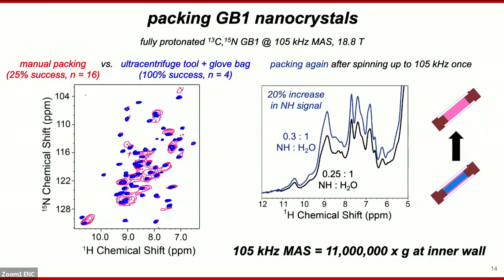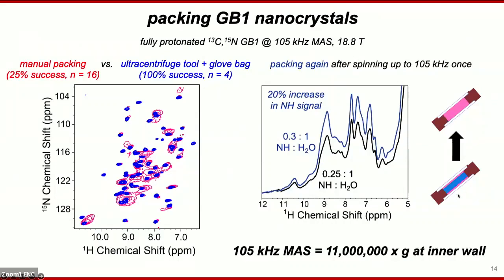I want to point out that no matter how hard you centrifuge something in, even if you're using an ultracentrifuge, which is at 200,000 Gs, spinning a rotor up to 105 kilohertz MAS produces a G-force of 11 million Gs at the inner wall of the rotor. So that sample that was packed in there pretty tightly to begin with is now going to be packed even more tightly up against the walls, leaving behind a central water column or a void, which has been noted before.